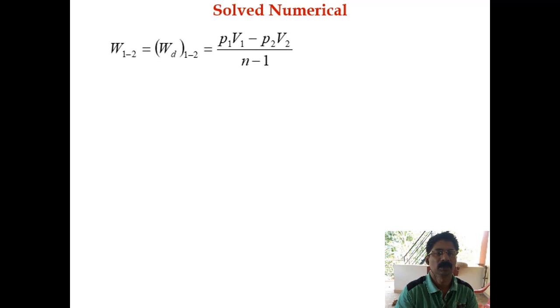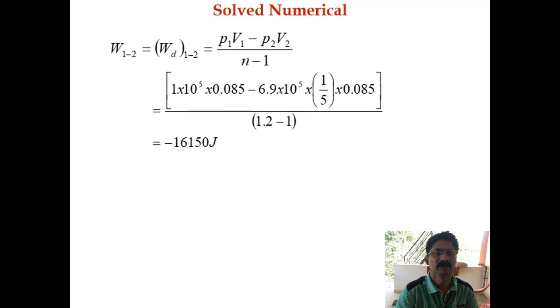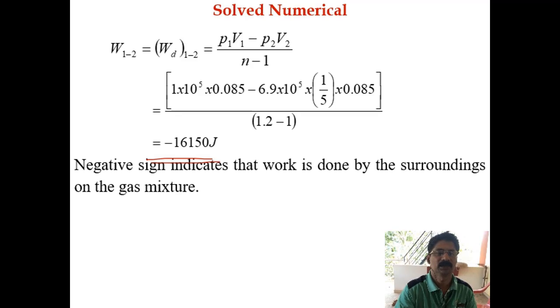And you have the expression for the polytropic work. W12 is equal to P1 V1 minus P2 V2 by n minus 1, and if you make proper substitution, you will get the work as minus 16150 joules, or 16.150 kilojoules. So the negative sign indicates that work is done by the surroundings on the gas mixture. That means the work is done on the gas.